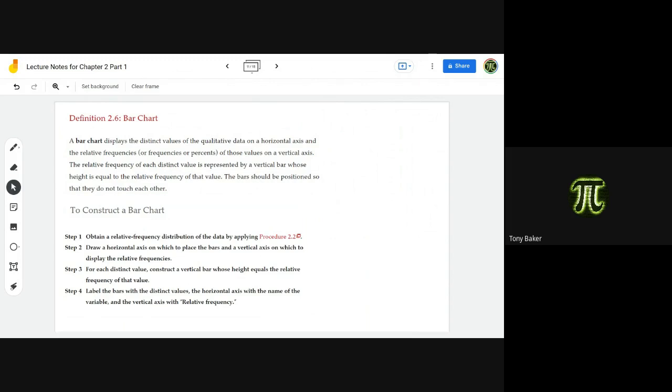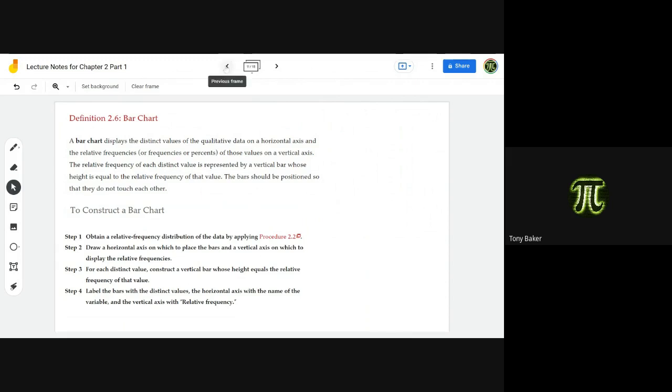So a bar chart. A bar chart displays the distinct values of the data on a horizontal axis and the relative frequencies or percents of those values on the vertical axis. To construct a bar chart, you obtain the relative frequency distribution of the data by applying what we did before. Draw the horizontal axis, for each distinct value construct a vertical bar, and then label those bars with the distinct values.